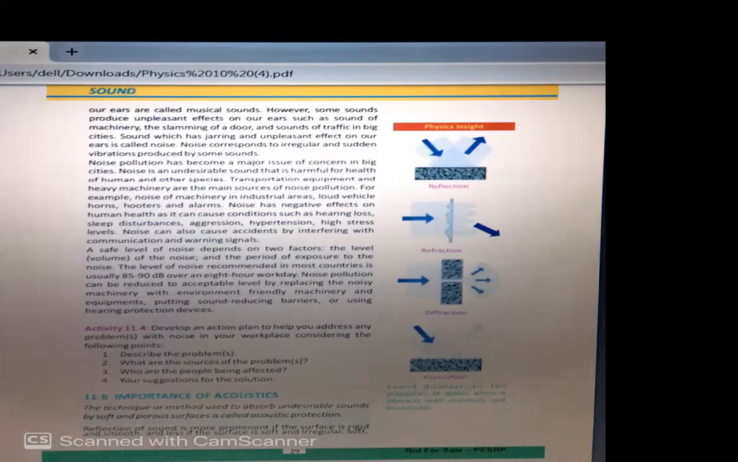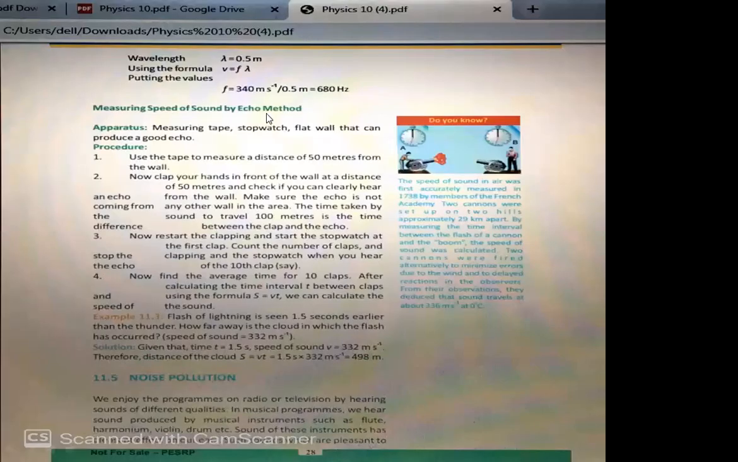We talked about in this topic, we did study measuring speed of sound by the echo method. Then we studied noise pollution. There are two kinds of sounds. One sound is very pleasant, which creates a very pleasant, good effect on our ears. It is called musical sound, and the other sound which creates very bad effects on our ears is called noise.